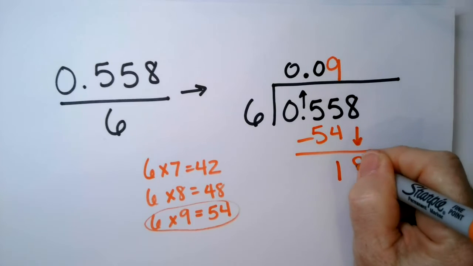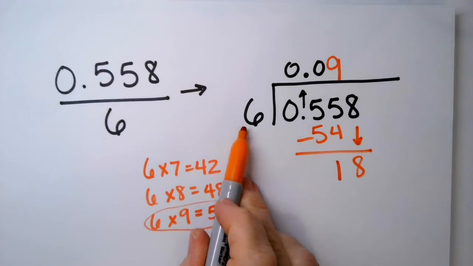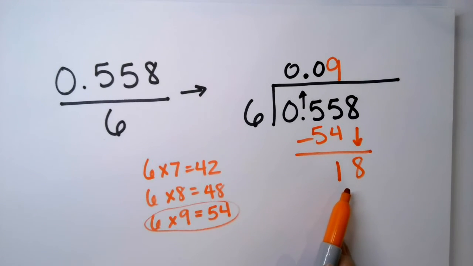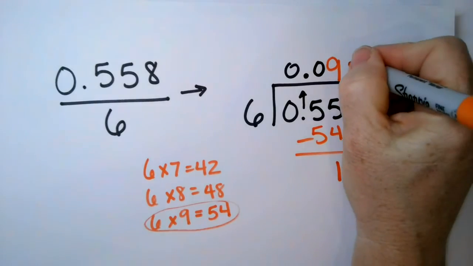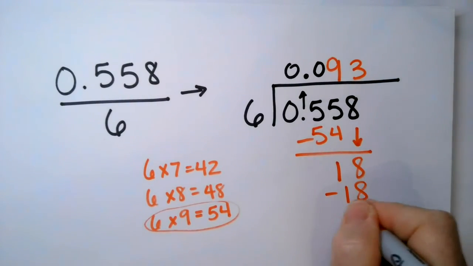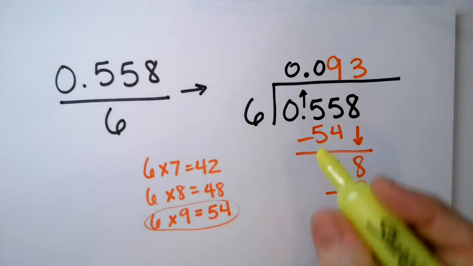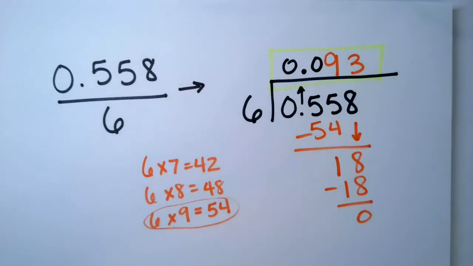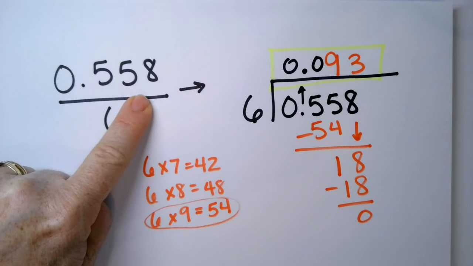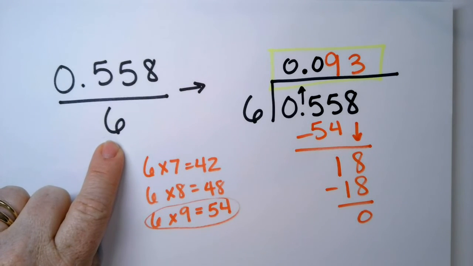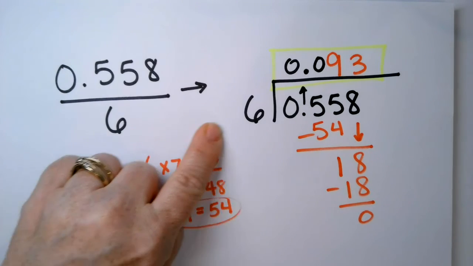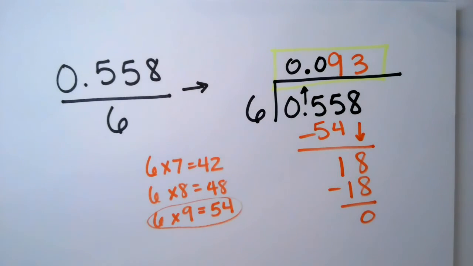Drop the 8 down. 6 goes into 18. Remember your multiplication? 3 times, and it goes in perfectly. So the answer is 0.093. So we're taking about a half of something and dividing it among 6 people. And so everybody gets a little less than a tenth. Yeah, good. Now, is that making more sense?